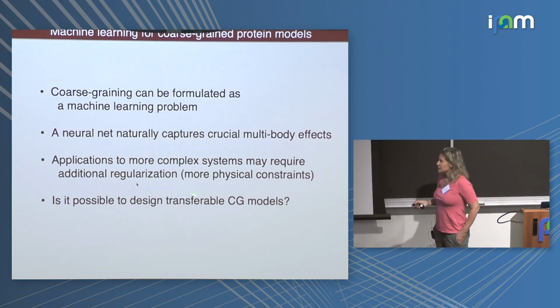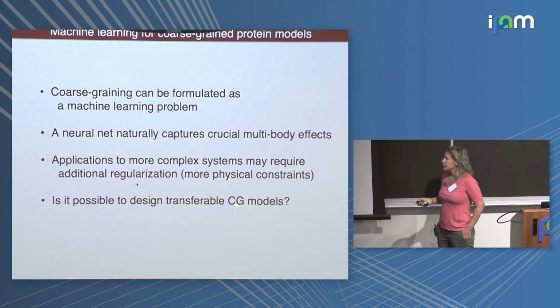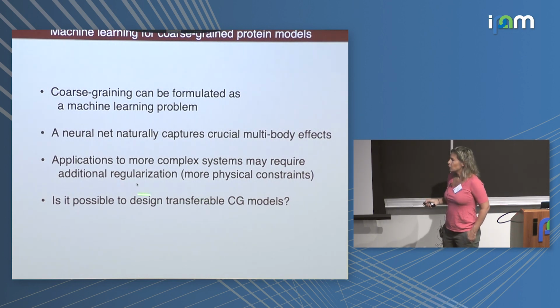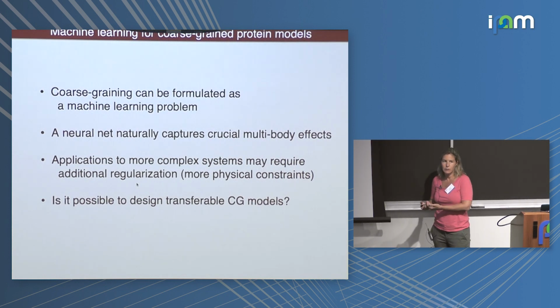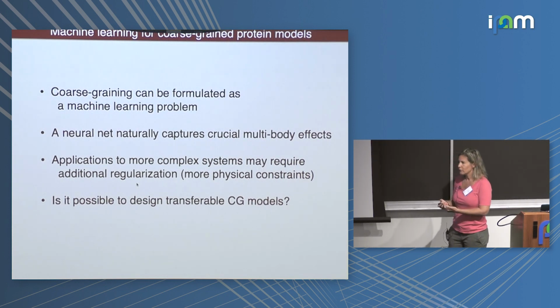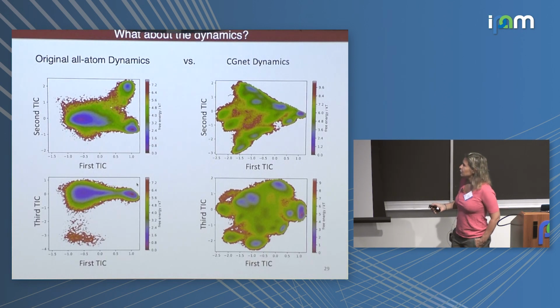And of course, what I showed you is to reproduce the thermodynamics of a system for which we already have the all-atom model. But what is more interesting, for which we already have the all-atom simulations, we don't want to run all-atom simulations to find the coarse-grained model because they defeat the purpose. We would like to have a coarse-grained model instead of all-atom simulation. So we would like to design transferable coarse-grained models. That means to design coarse-grained models on small systems and then use them to simulate large systems for which we don't have all-atom simulations.